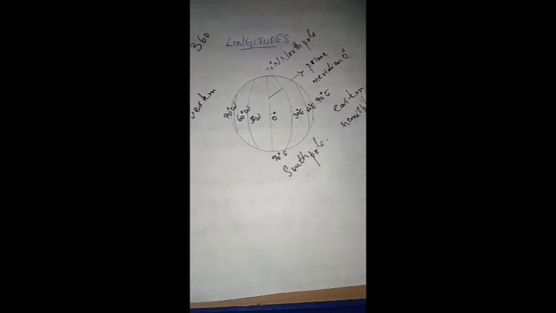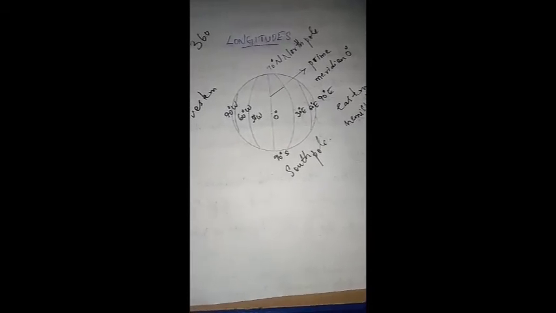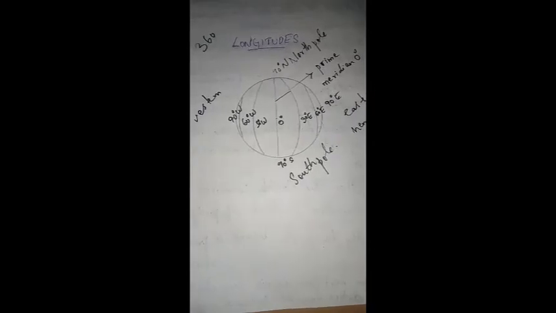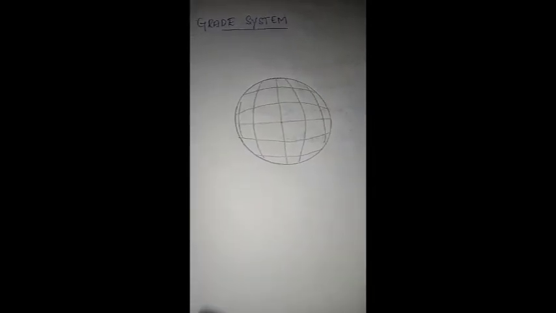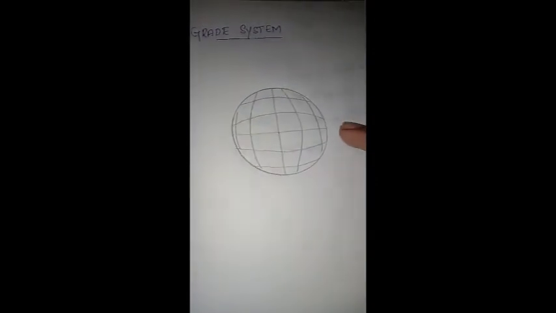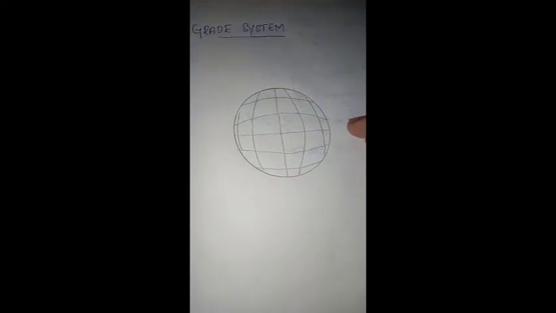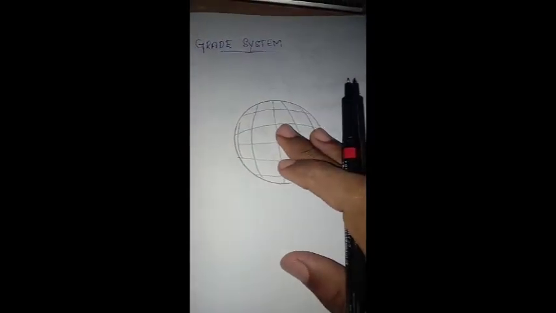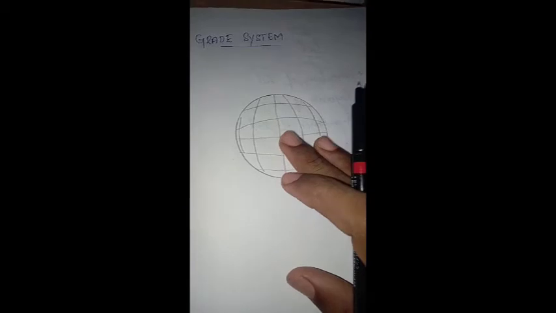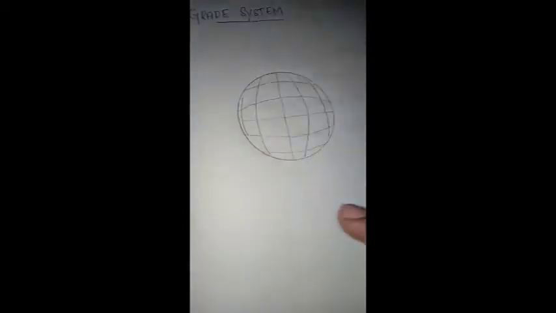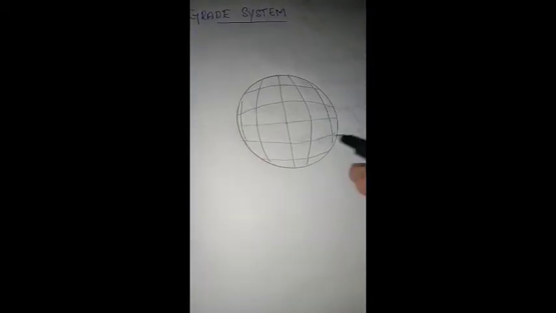Now students, let's learn about the last topic, the grid system. Let's learn what a grid system is. The longitudes and latitudes intersect each other to form squares called a grid. You can see here, children, I have intersected the longitudes and the latitudes together. This is the intersection, the network between these two, called a grid. Now I will represent all the grids here.